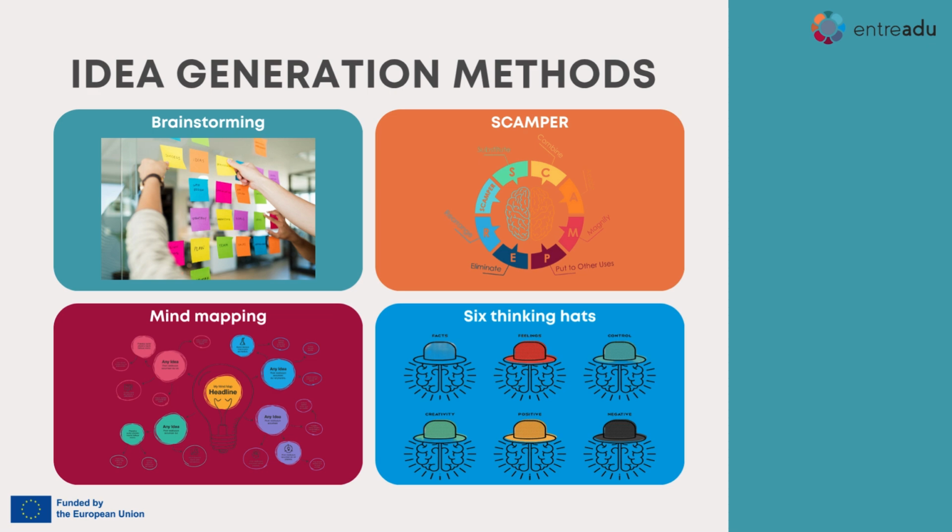The black hat represents a cautious outlook, considering risks and potential drawbacks. In contrast, the yellow hat emphasizes a positive perspective, highlighting benefits and opportunities. The green hat symbolizes creativity and the exploration of new ideas, while the blue hat takes a process-oriented role, managing the overall thinking process and keeping things organized.